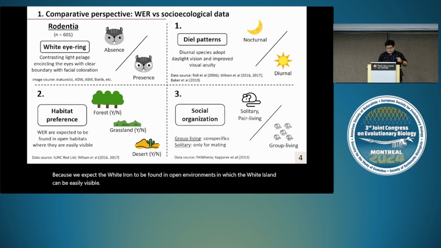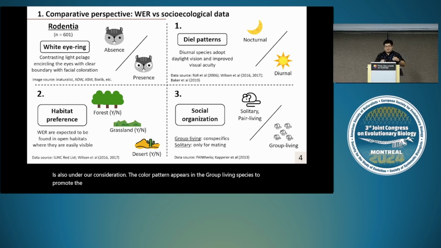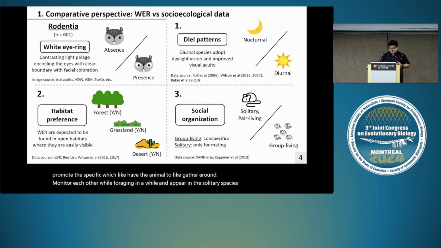And the last confounding factor is the social organization, which is also under our consideration. The color pattern appears in group-living species to help conspecifics gather around and monitor each other while foraging in the wild, and appears in solitary species only for mating purposes.